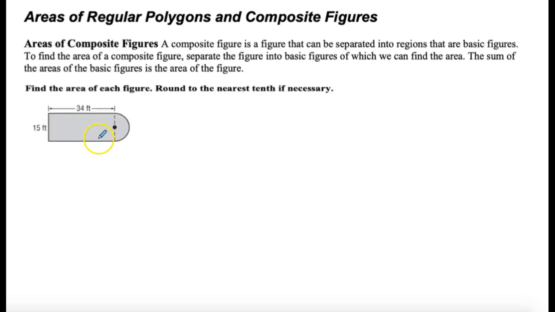Here in this one we have a rectangle that is right up against a semicircle. So we need to find the area of each of these two pieces individually and then add them together to find the total area. So let's start with the rectangle. That's pretty straightforward.